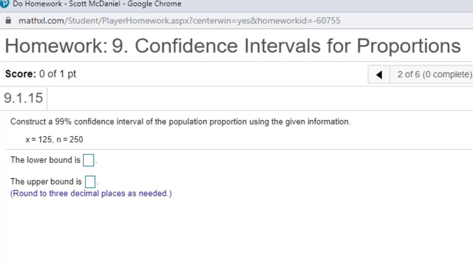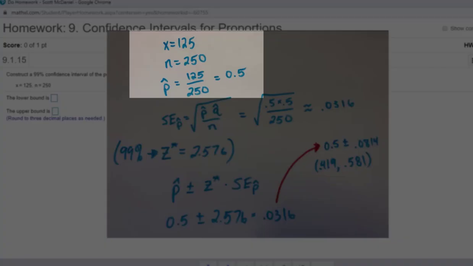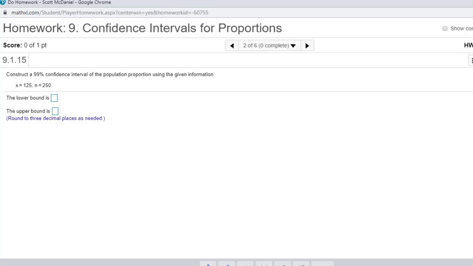So we go ahead and write down x and n. So x is 125, n is 250. So what is my point estimate? What is my sample proportion? Well, it's 125 over 250, x over n, which is 0.5 or 50%. I just wanted to focus on how to generate this interval. If I only had one number, that would be it, 50%.